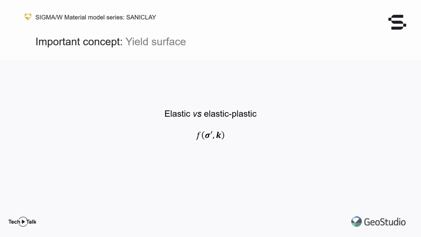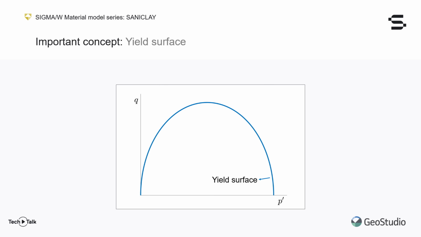To best appreciate what SANICLAY is and how it works, let me first introduce the concept of a yield surface. Most constitutive models use a yield surface to delimit elastic from elastic-plastic behavior. This yield surface is generally an equation in terms of stresses, sigma, and state parameters k. The state parameters are internal variables that evolve as the soil deforms on the yield surface.